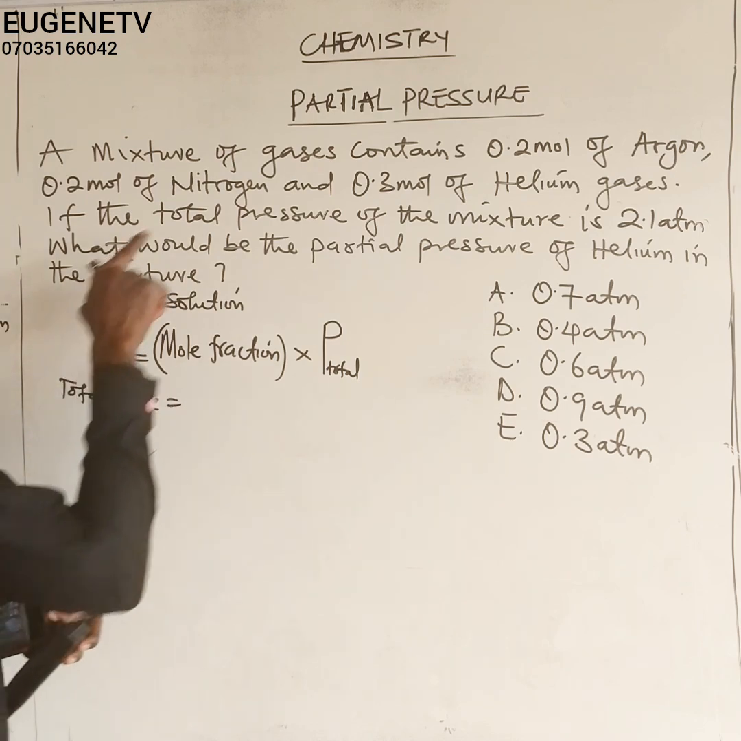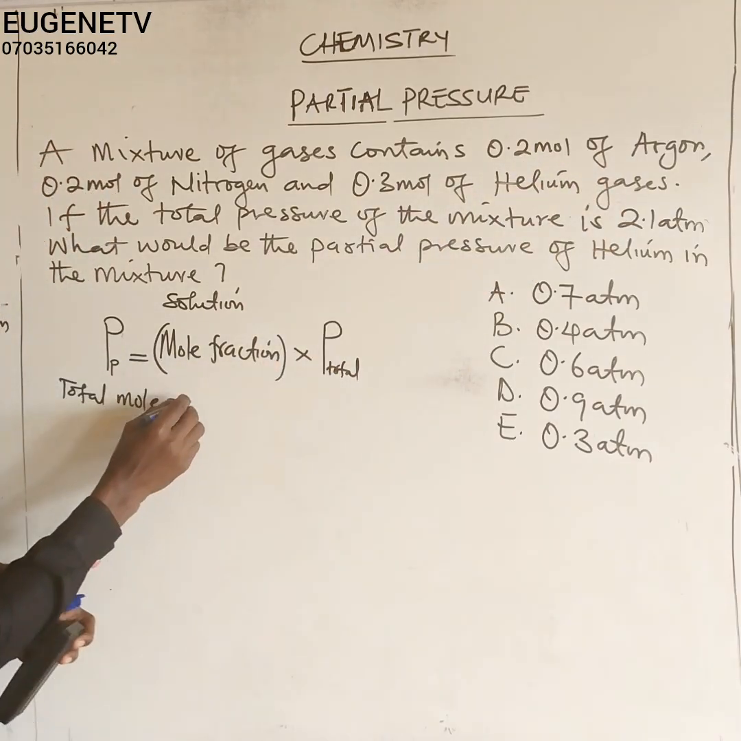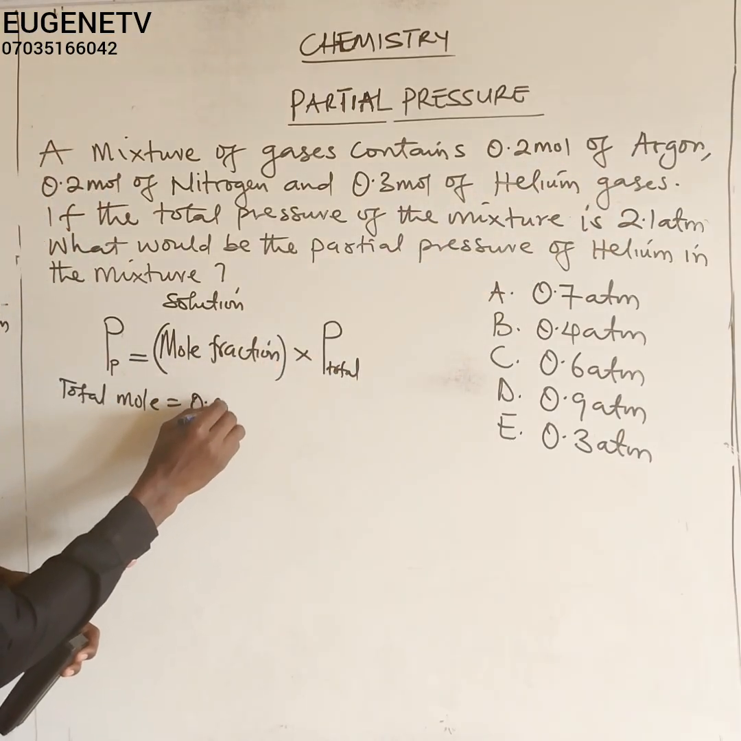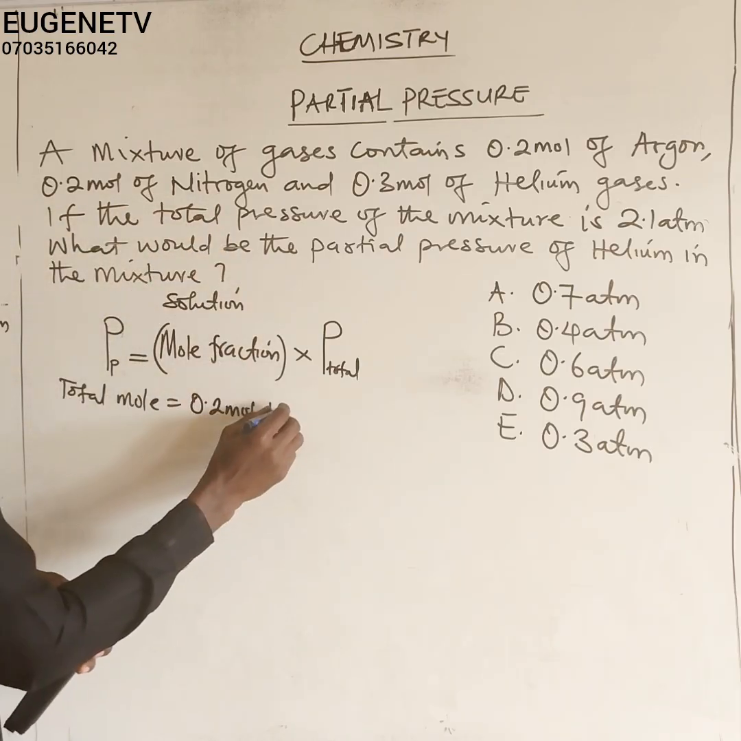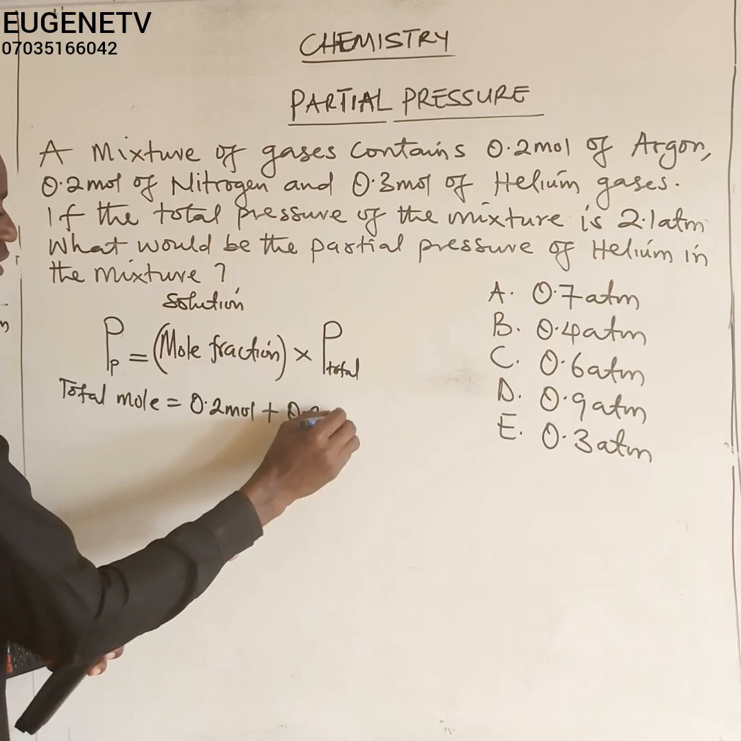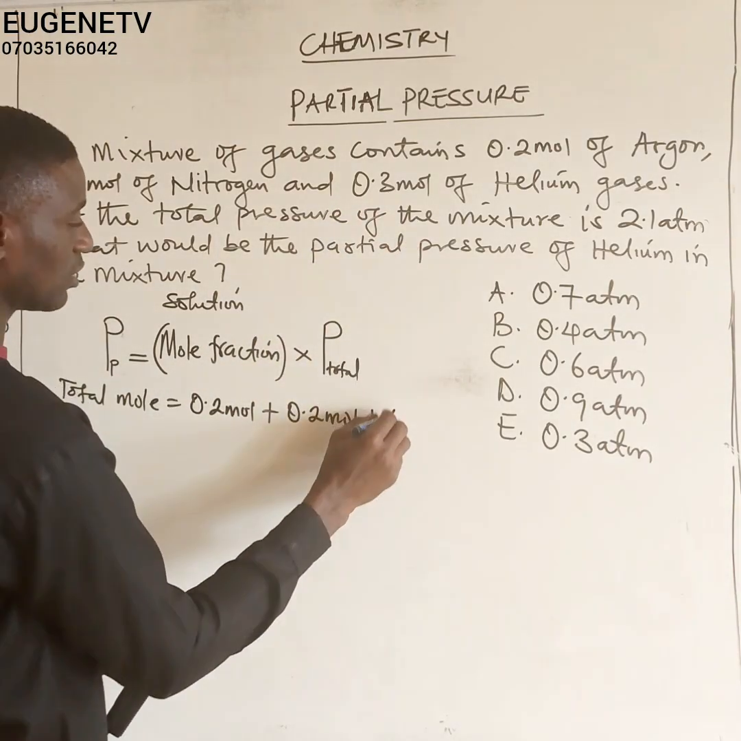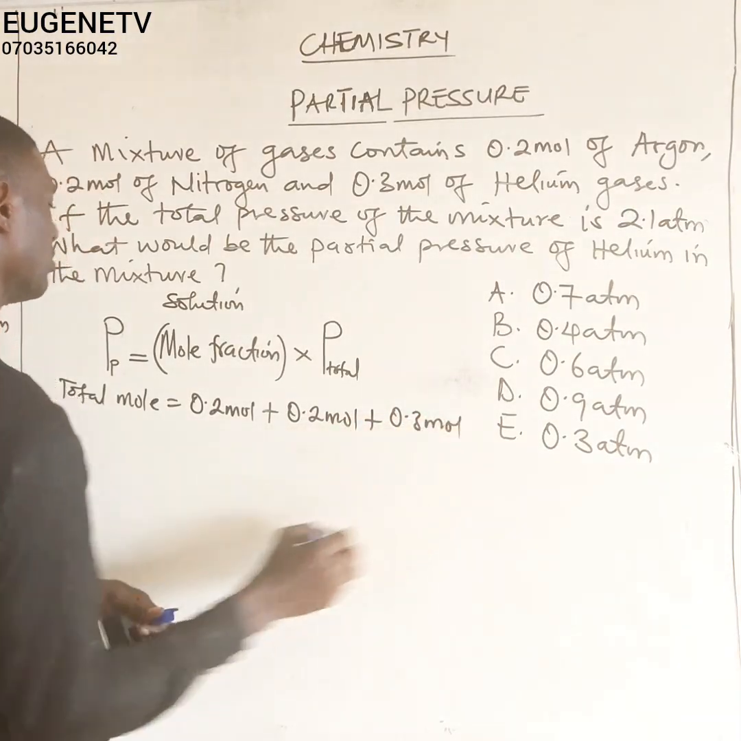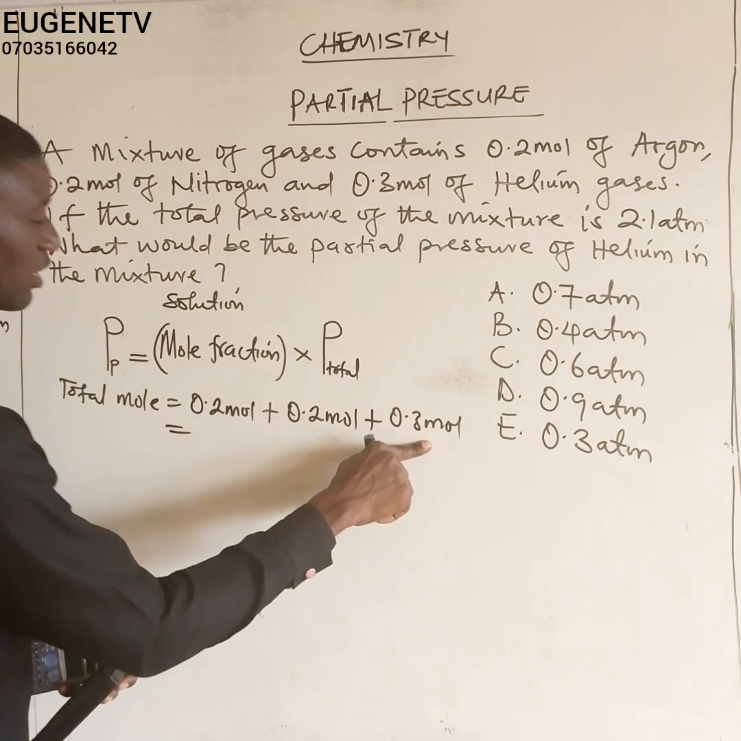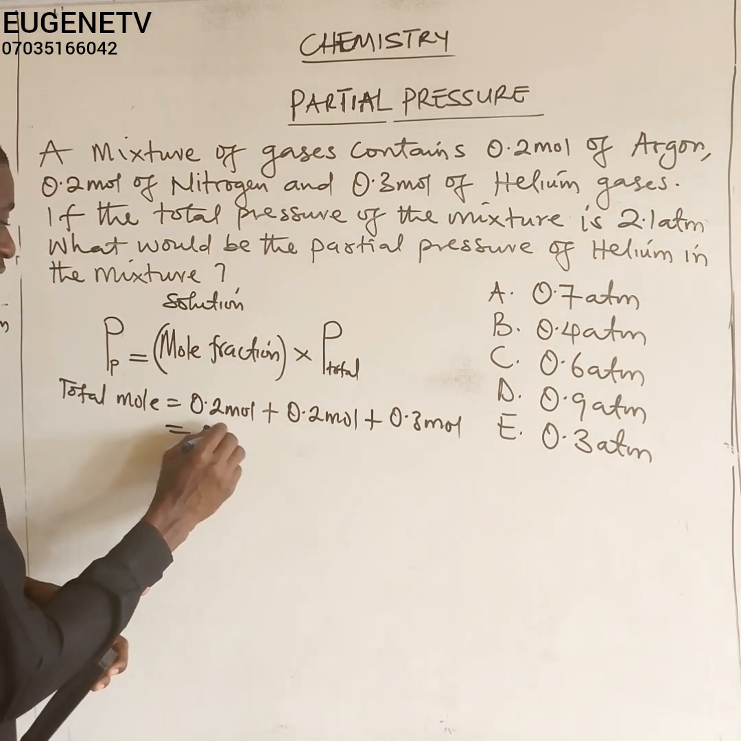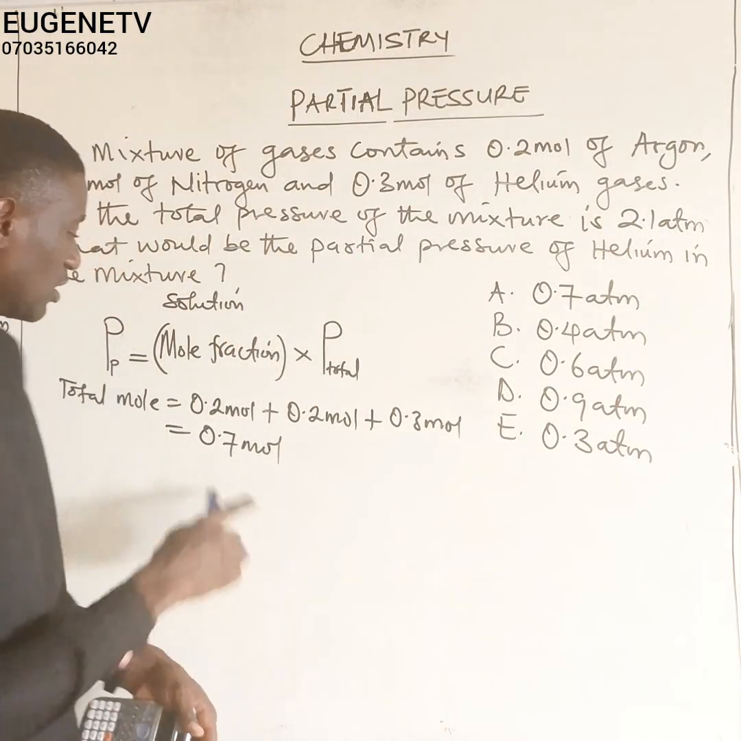Total mole is equal to, they said it contains 0.2 mole of argon. So the first gas, argon, is 0.2 mole, plus 0.2 mole of nitrogen, and 0.3 mole of helium. So that simply means our total mole is 0.2 plus 0.2 plus 0.3, which gives us 0.7 mole. So the total mole of the gases in that mixture is 0.7 mole.